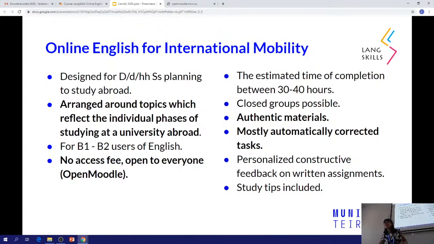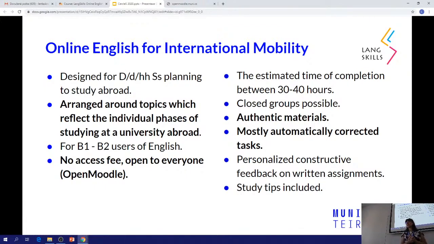Okay. So this is what the course is titled. It's Online English for International Mobility. And this is just the course in a nutshell, for you, a bit of pieces. We already had 2 runs of this course, so we have some experience with it.